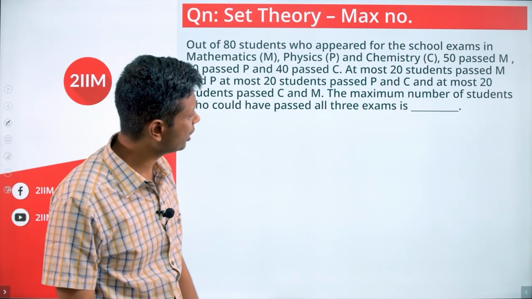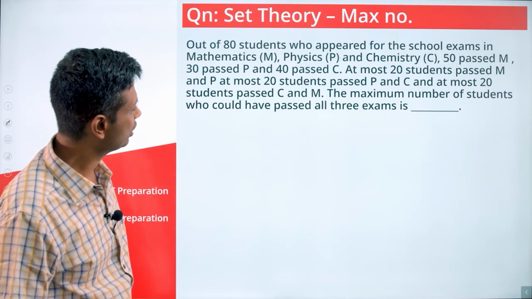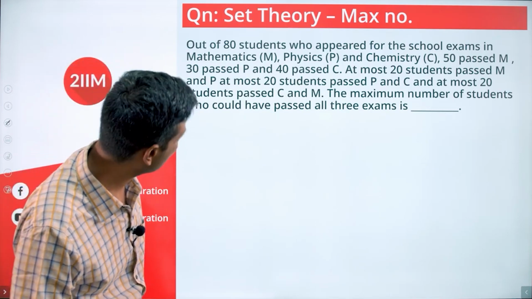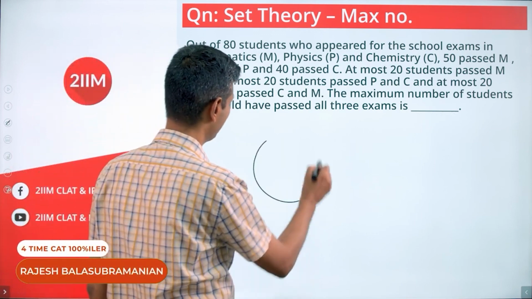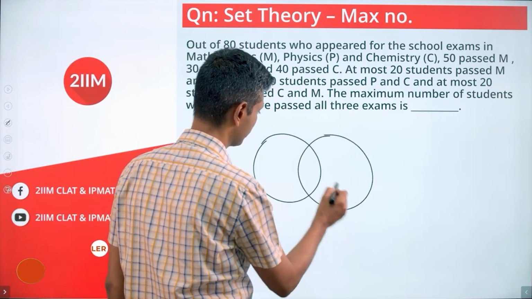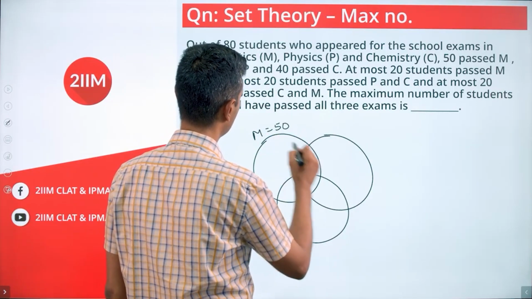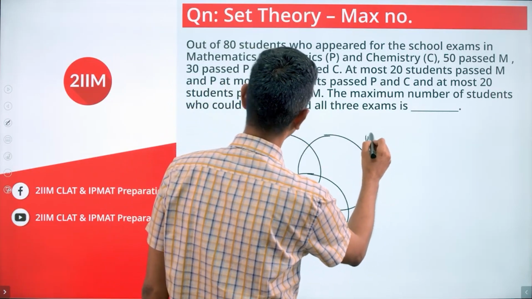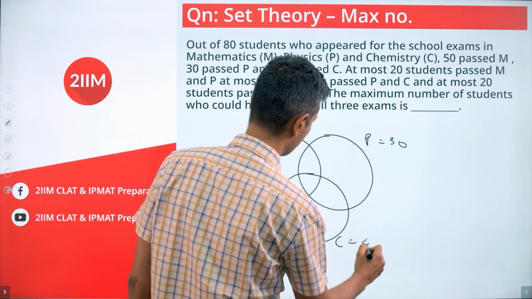Out of 80 students who appeared for the school exams in math, physics and chemistry, 50 passed math, 30 passed physics and 40 passed chemistry. It's like a classic set theory question. Math is 50, physics is 30, chemistry is 40.